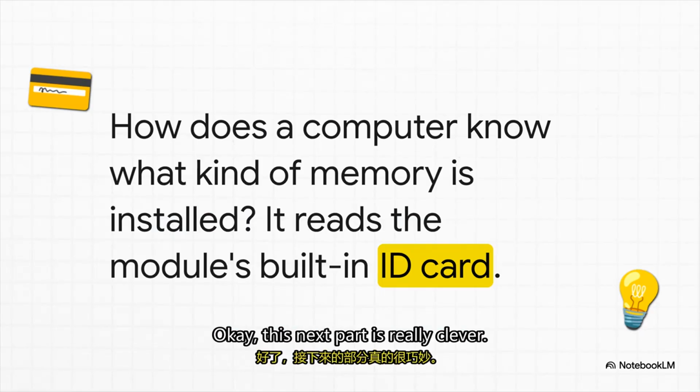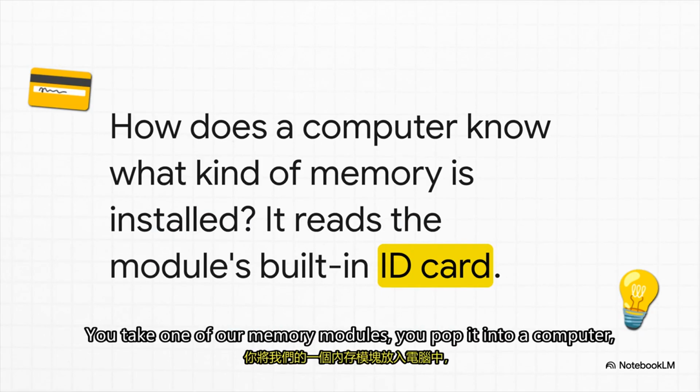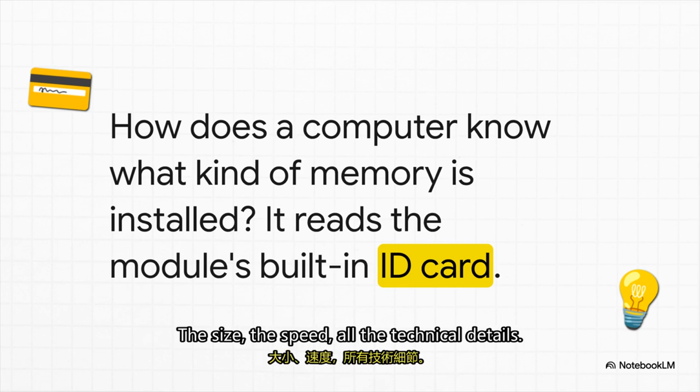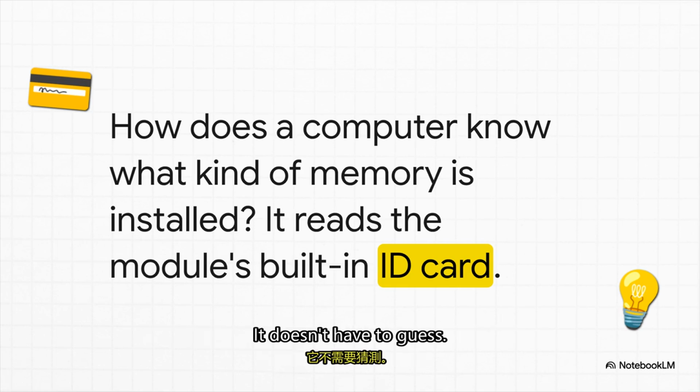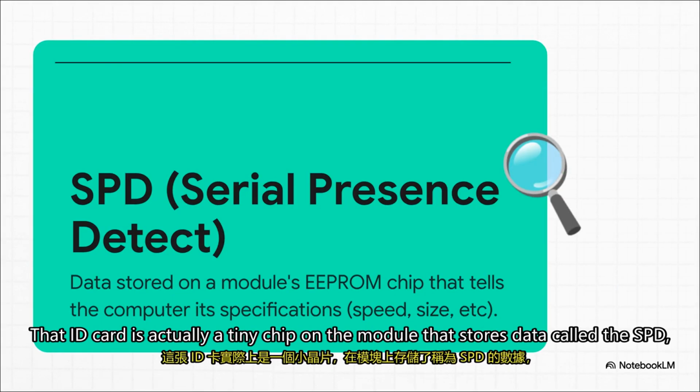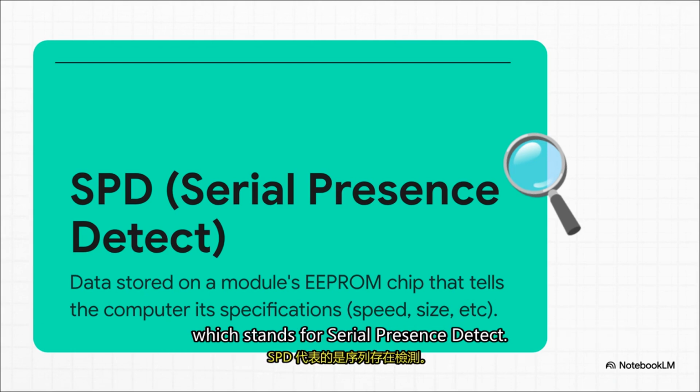Okay, this next part is really clever. You take one of our memory modules, you pop it into a computer, and the computer instantly knows exactly what it is. The size, the speed, all the technical details. How? It doesn't have to guess. The module basically has its own little ID card. That ID card is actually a tiny chip on the module that stores data, called the SPD, which stands for Serial Presence Detect.